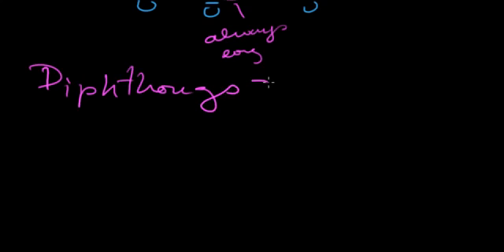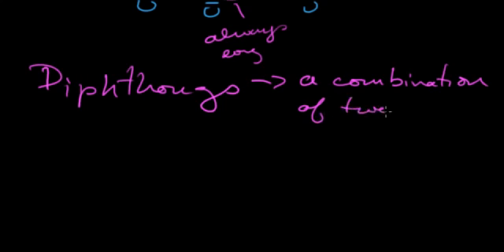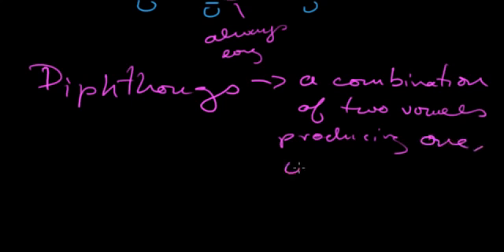So, what is a diphthong? It's a combination of 2 vowels producing, I'm just making this up now, but it's the right definition, 1 unique, maybe we'll say, vowel syllable.